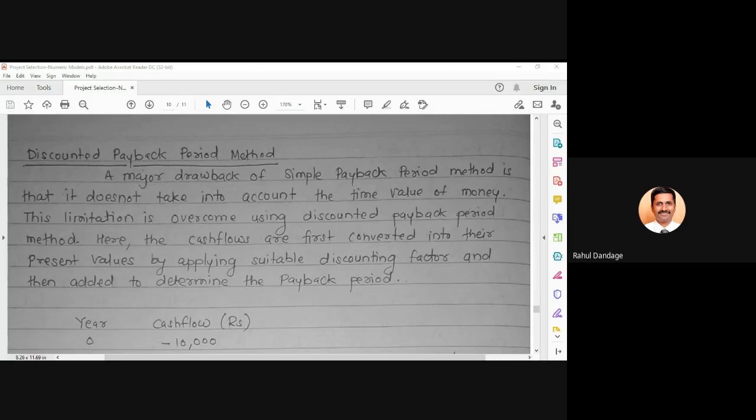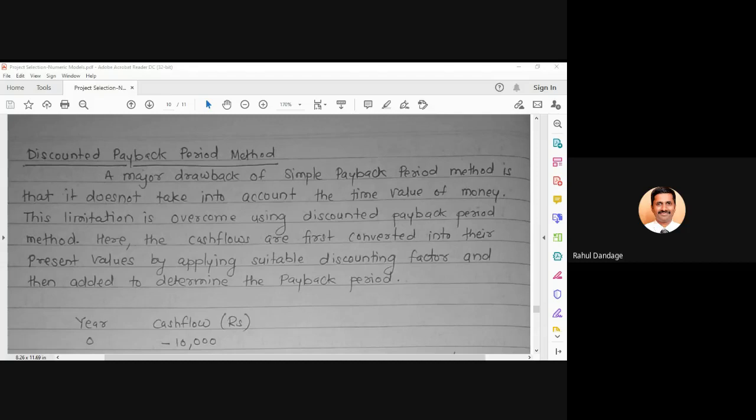So this payback period method is used for comparison of various projects based upon the initial investment and the time during which that initial investment will be recovered, which we take into account. But the major drawback of the simple payback period method is that the time value of money is not taken into account.